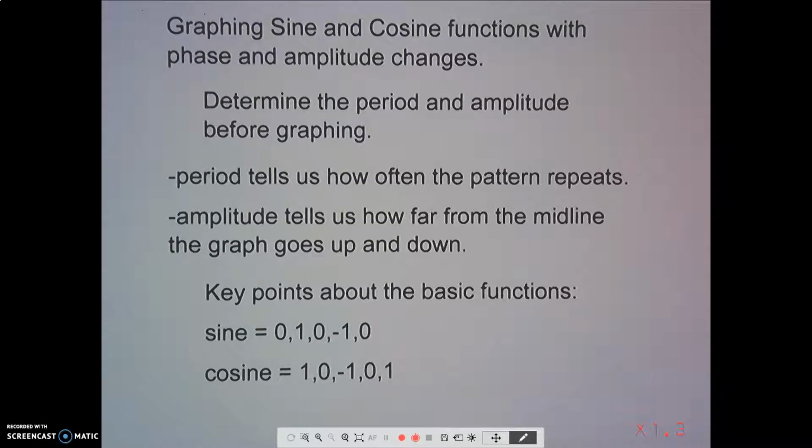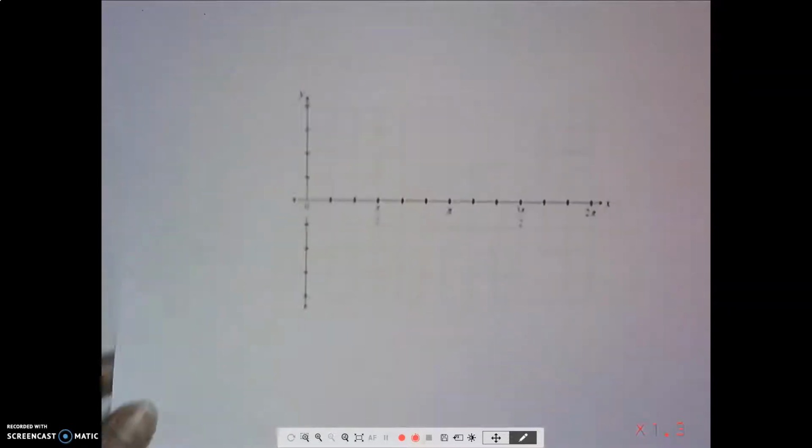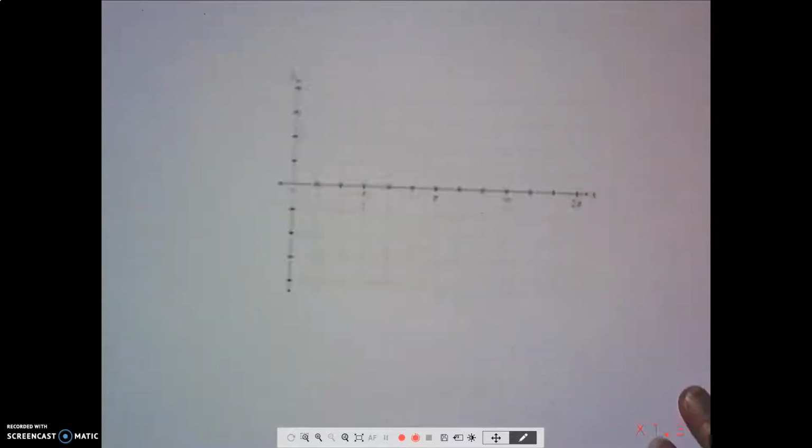So key points to remember about the basics from when we did the spaghetti sine curve. The sine pattern is 0, 1, 0, -1, 0, or 0, up, 0, down, 0. And then cosine is 1, 0, -1, 0, 1, or up, 0, down, 0, up. Okay, so we're going to be graphing lots of functions here today.